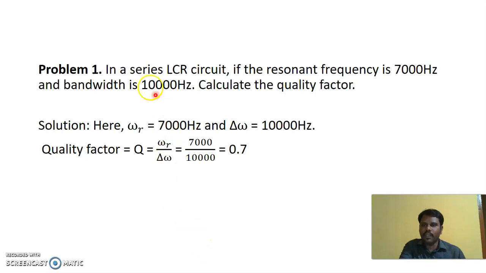Problem 1. In a series LCR circuit, if the resonant frequency is 7000 Hz and the bandwidth is 10,000 Hz, calculate the quality factor. So the quality factor is nothing but the ratio of resonating frequency to the bandwidth, which is 7000 divided by 10,000, will give you about 0.7. Please note that quality factor Q is dimensionless.